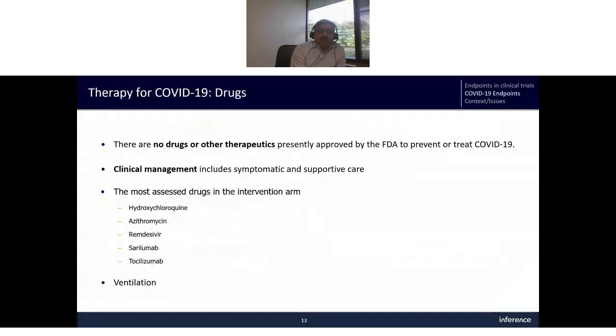What are the therapies for COVID-19 right now? Actually, there are no drugs or therapeutics presently approved by anyone, right? So there is basically clinical management, treating symptoms and some supportive care. These are some of the drugs that have been talked about. And then the other clinical management thing is ventilation.